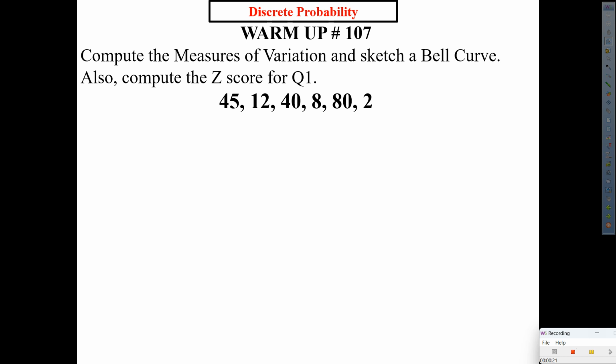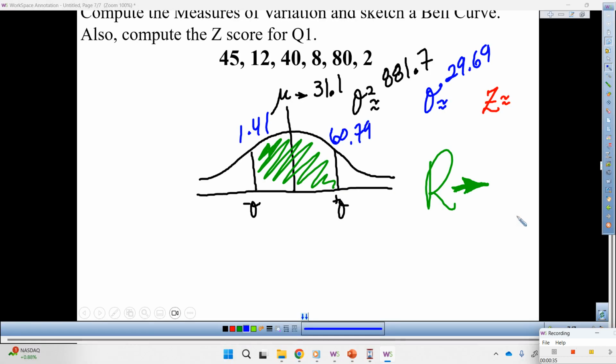All right, so mu 31.1, variance 81.7, standard deviation is 29.69, and add that to that, so we are at 60.79. And on the other end, we are at 1.41. All right, we need a z-score for Q1. Turn to your neighbor and know what Q1 is from that data. What is Q1?